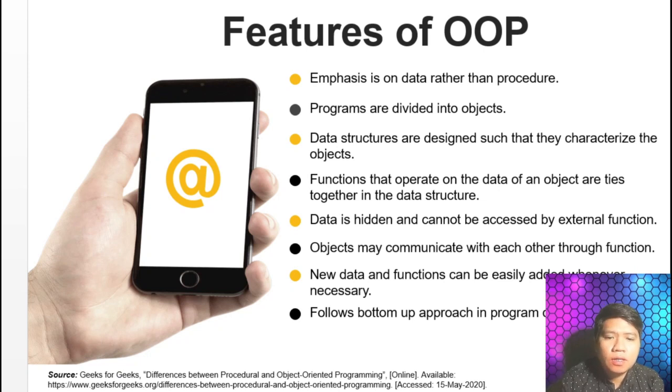Objects may communicate with each other through function. New data and functions can be easily added whenever necessary. It follows bottom-up approach in program design. So when we say bottom-up approach, we start with the specific up to the general. So that is bottom-up approach. That is the opposite of procedural. In procedural, that is top-down approach, starting from general to specific.